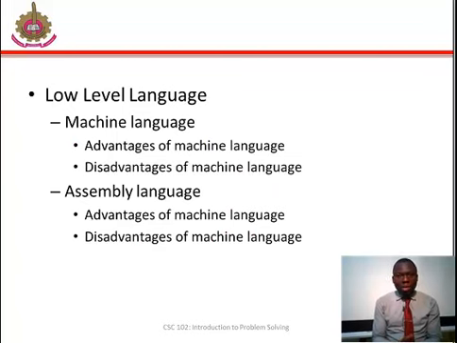Now, let's look at the low-level language. Under this, we'll be discussing machine language and assembly language. The advantages of machine language: they are fast in execution, that means their speed is fast. There is storage saving, and the programmer has full control of the computer and its capabilities.